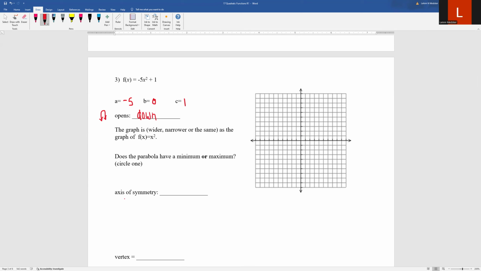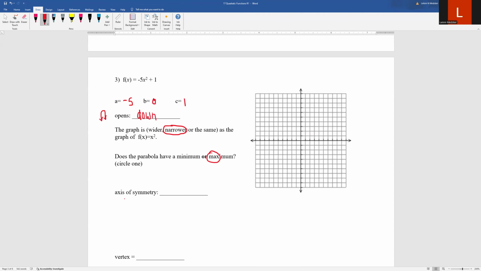Now notice your A is a 5. Anytime your A is bigger than 1, you get a very quick growth. So that makes your parabola skinnier or narrower than the original just 1x squared. Does it have a minimum or a maximum? Well, if it's opening down, it's going to have a max. That's why I like to draw that picture.